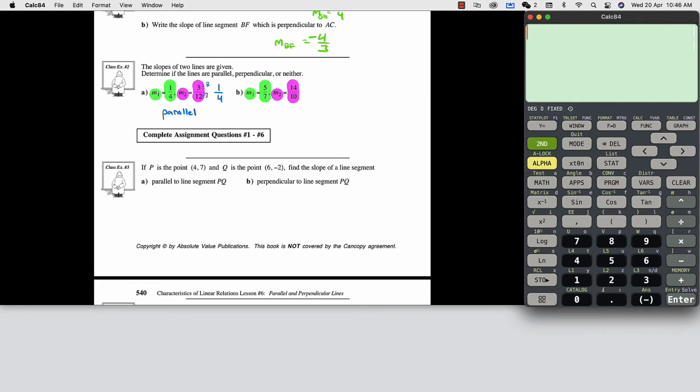Basically, I can see that I can divide 2 into here, I can divide 2 into here. So if I take 14 divided by 2, I get 7, and 10 divided by 2 is 5. So the original one was 5 over 7, and the new one that we converted, or M2, is 7 over 5. Now in this case it would be neither, and the reason is because although the fraction is being inverted, so it is the reciprocal, but it isn't negative. If it was going to be perpendicular, then this one would have to be negative.